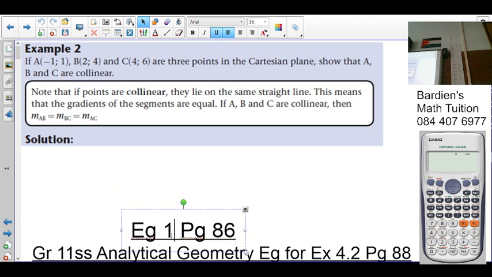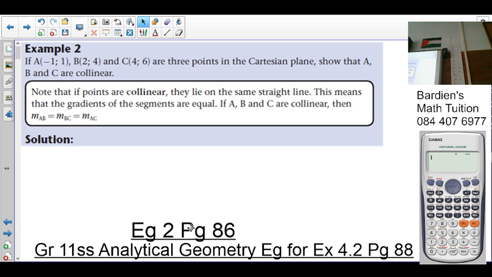This is now example 2, and example 2 is on the same page. Okay, nice. So here we're told, example 2: if A is (-1, 1), B is (2, 4), C is (4, 6) are 3 points in the Cartesian plane, show that A, B and C are collinear. What do we say? What are collinear points? Points that lie on the same line. So if points lie on the same line, they will have the same gradient. So we're going to calculate the gradient of AB and BC or AC.